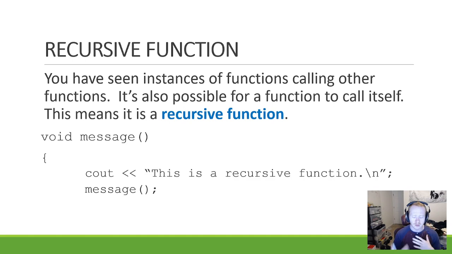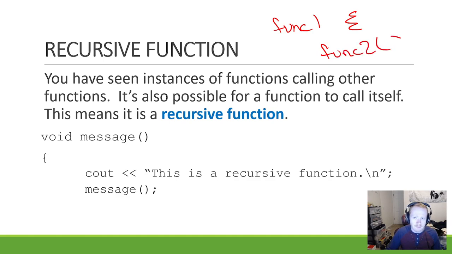One thing that you can do with functions is call the exact same function. In a couple of our programs, we've seen that functions get called by other functions. So function 1 may call function 2 at some point inside of it. What we can also do is call function 1 within function 1, and this is a recursive function. On the screen, we have message. What it does is it prints out, this is a recursive function, and then it calls message again.